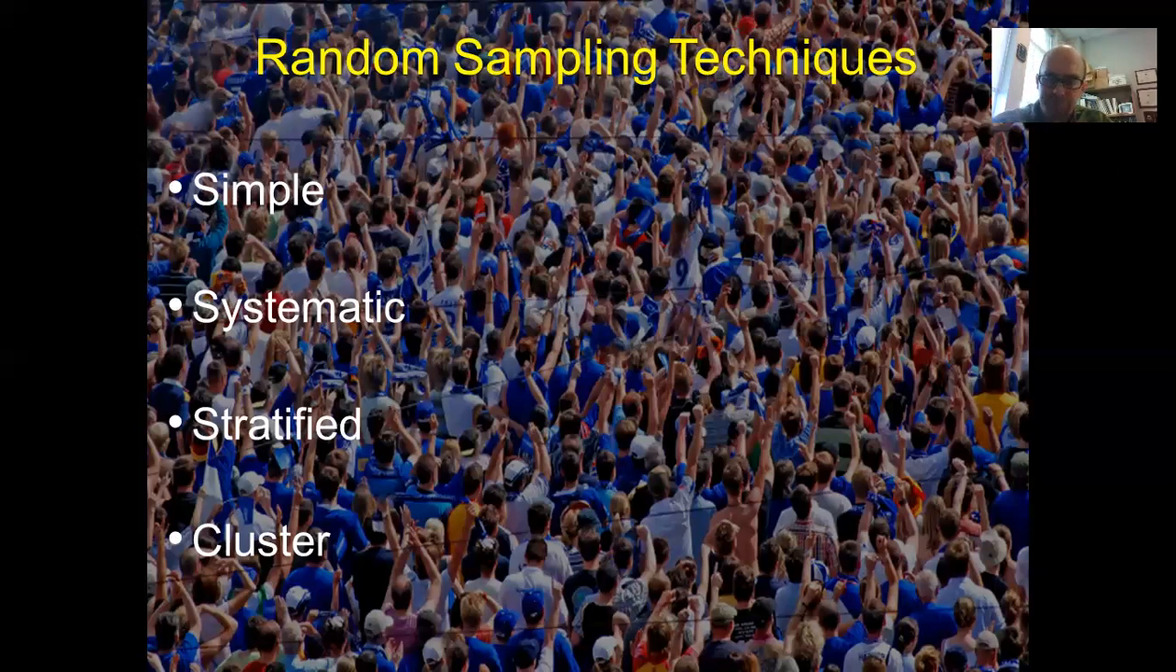So these are some examples, like I said, of different random sampling techniques. And this is all part of probability sampling, where everything has the same equal probability of being chosen to participate.